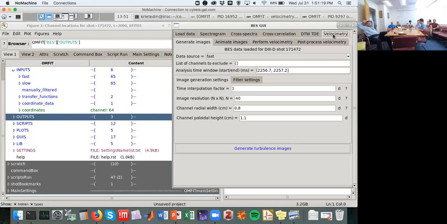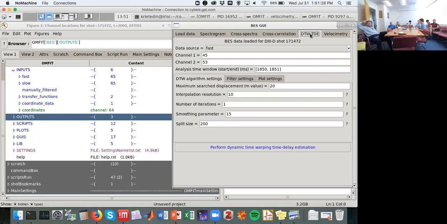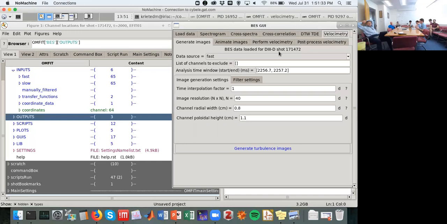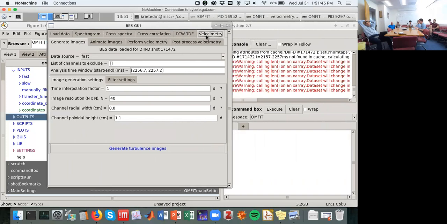I'm going to skip over this because the next analysis, velocimetry, is basically a more sophisticated version of dynamic time warping. Whereas dynamic time warping will just give you the velocity between two BES channels, velocimetry will give you the whole 2D turbulent flow field over the entire spatial extent of the BES array. So this is by far the most sophisticated analysis we use for analyzing BES data. There's only a small number of people in our group who use it frequently, and there's a lot of careful preparation of the data you have to do before you can even start it.